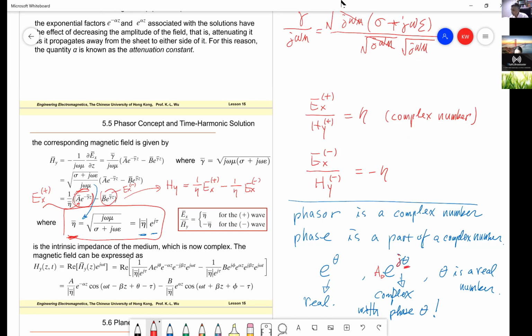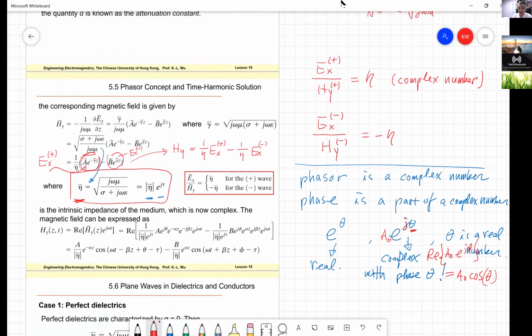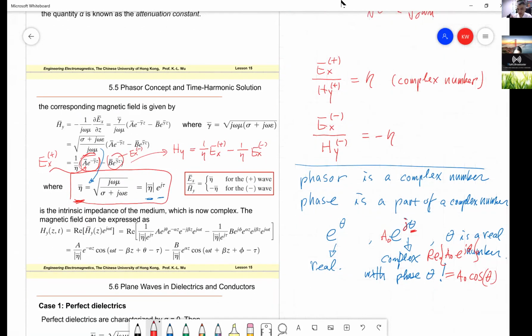Because when you have this, take the real part, what is it equal to? This is equal to cosine phi, right? So that is the phase. Now we have a phase term. Remember for the lossy case, the wave impedance is a complex number.